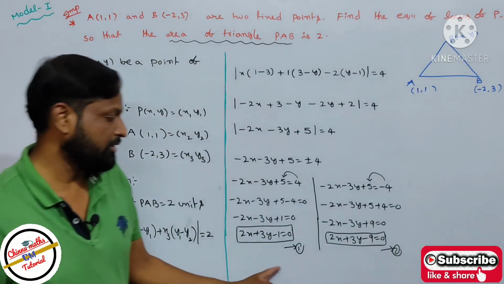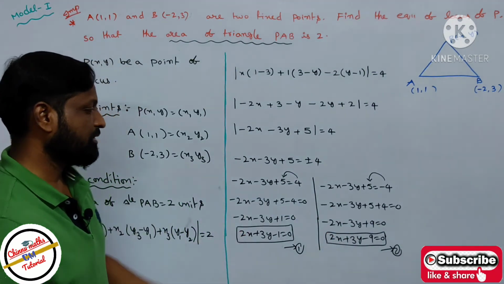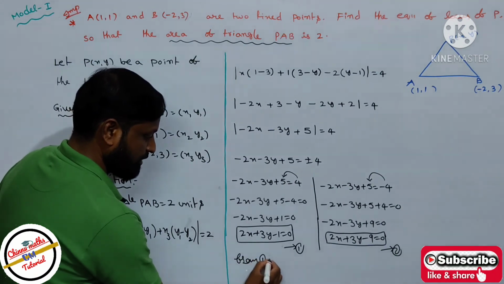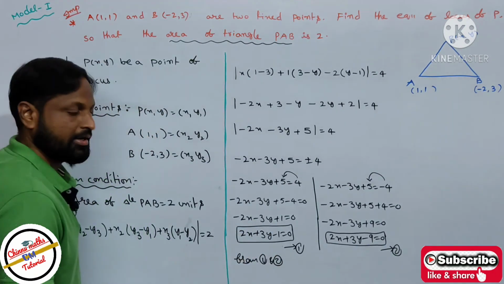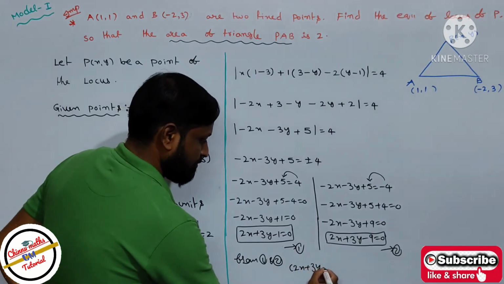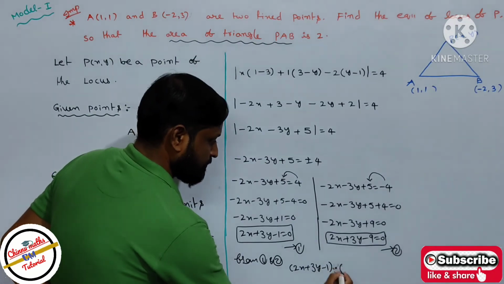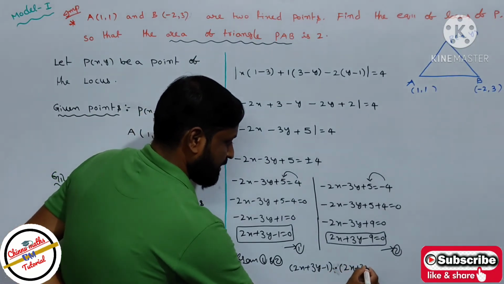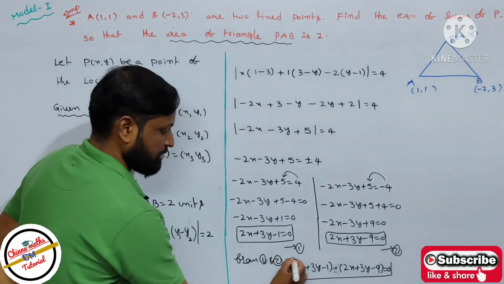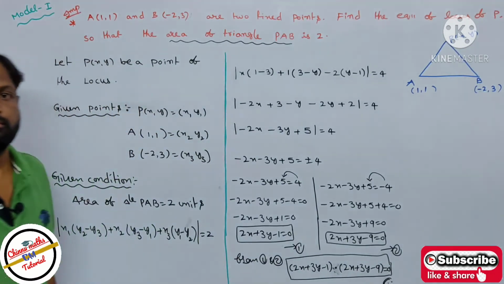From equation 1 and 2, the first equation is 0, the second equation is 0. Then the product of the two equations is also 0. From 1 and 2, we can write (2x plus 3y minus 1) into (2x plus 3y minus 9) equal to 0. This is our required equation of the locus. It is clear.